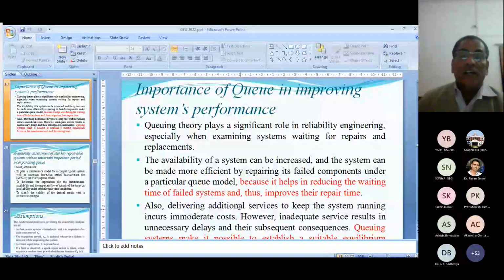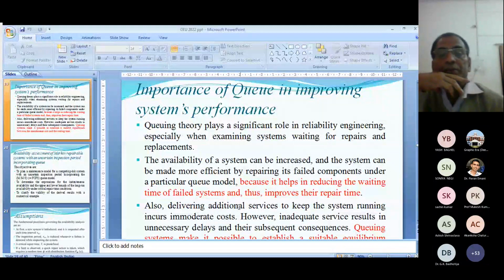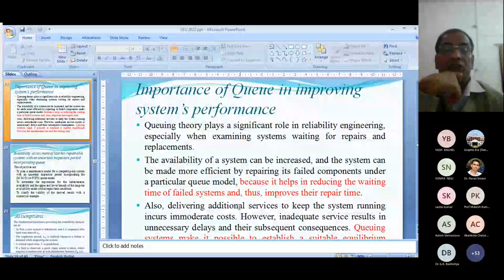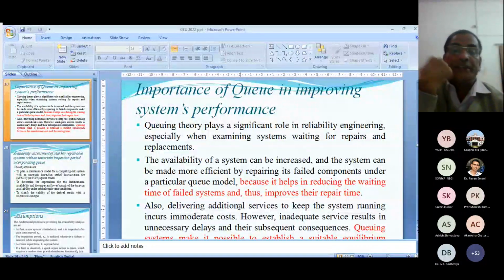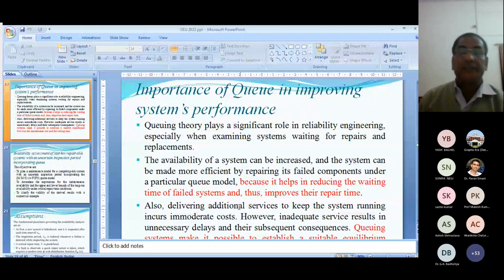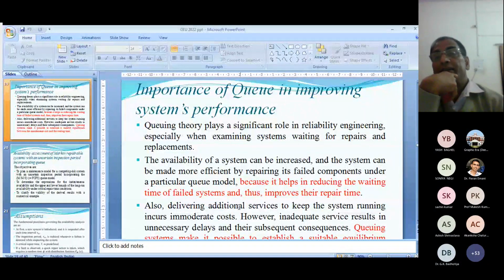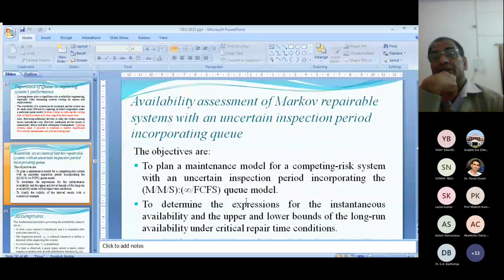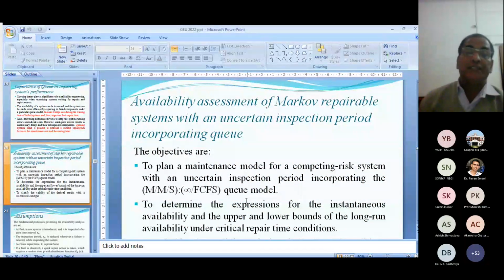As you may be aware, there are different types of queuing models, and depending upon the situation, those models can be incorporated, and by incorporating them, different reliability models can be developed here. Availability assessment of a Markov repairable system with an uncertain inspection period incorporating a queue. Let me derive some expressions.